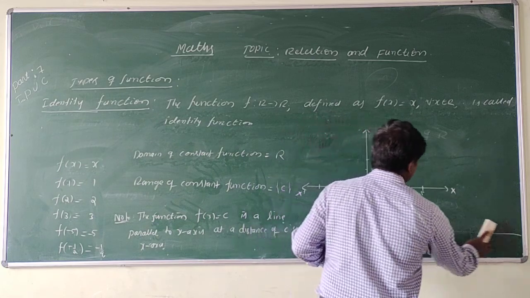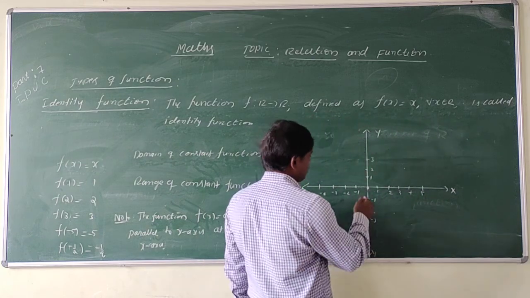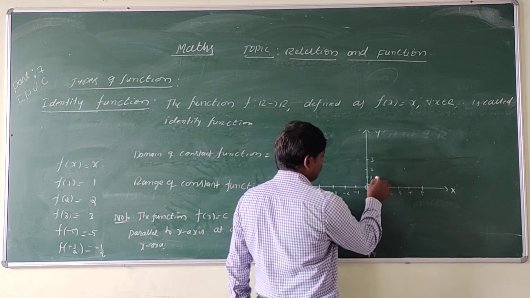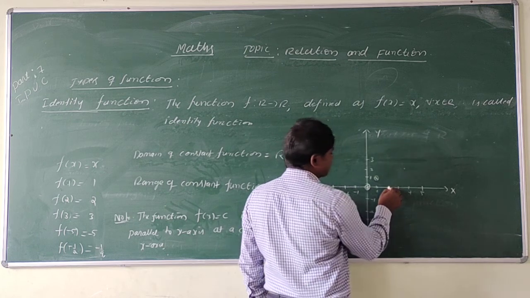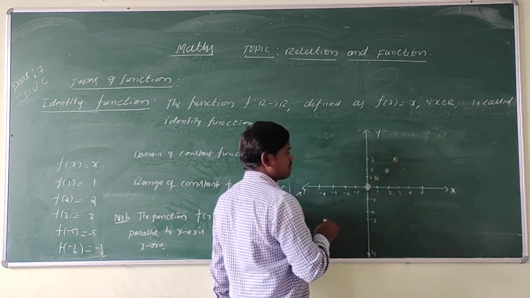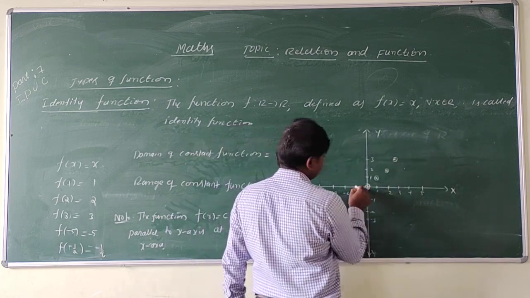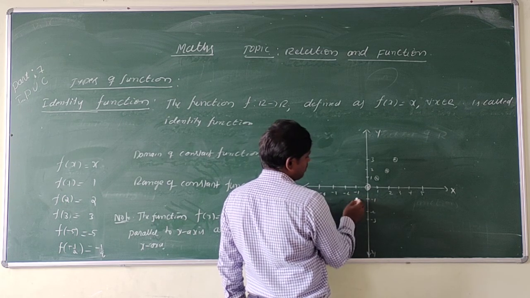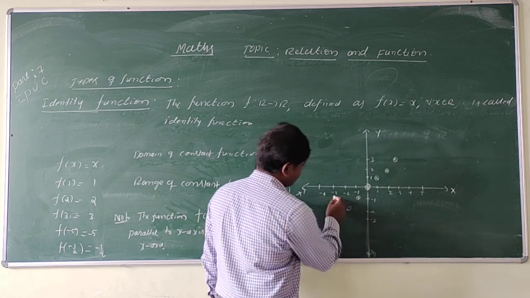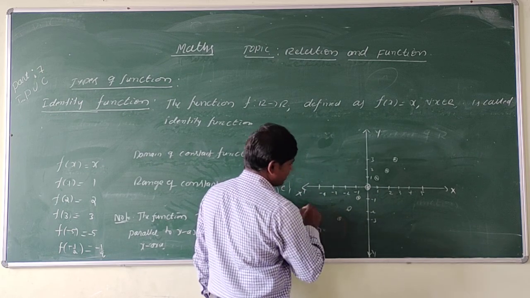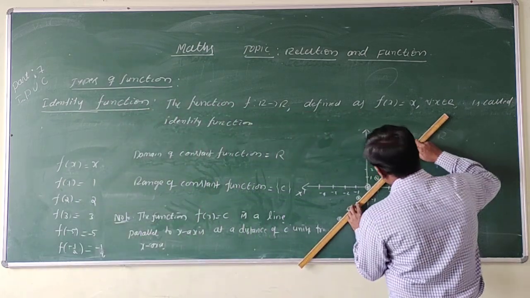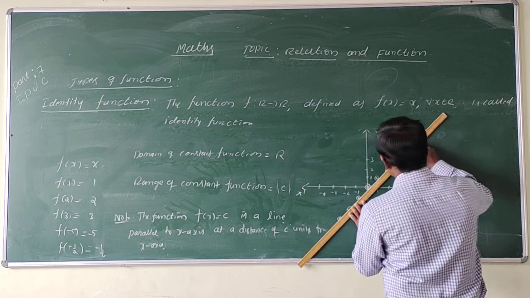So I am taking 0 as input, then we get 0 comma 0. 1 as input, so output is also 1 comma 1. Taking x equal to 2, the output is also 2. Taking 3, the output is also the same. For input minus 1, we get output minus 1. For minus 2, the output is minus 2. For minus 3, the output is minus 3. Therefore, this is the graph of the identity function.